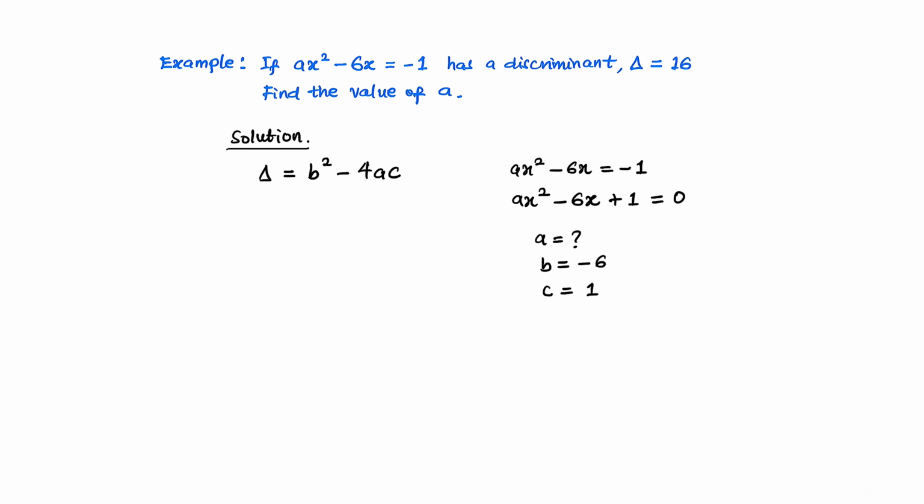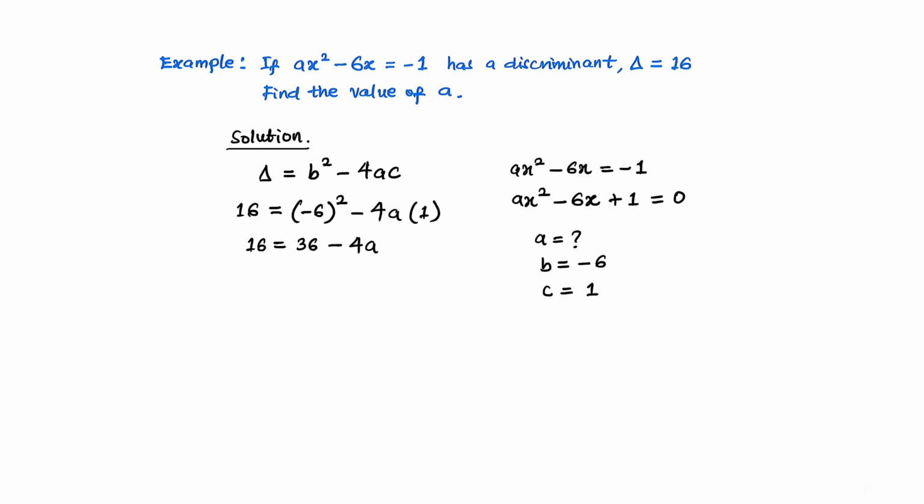Now that we've correctly determined the values of what we can determine, let's substitute the values into the formula. We know that delta given to us in the question is 16. So we write 16 equals b squared. So b is negative 6, so we have negative 6 squared minus 4. We don't know the value of A, but we know the value of C, and we know the value of C is 1. So we have 16 equals negative 6 all squared. That will give us 36 minus 4 times A, that's minus 4A, minus 4A times 1, that will still be minus 4A. Now this looks like a simple linear equation.